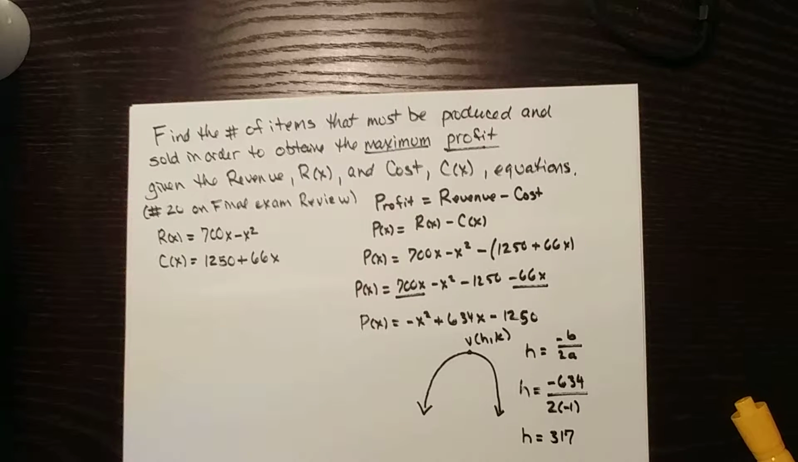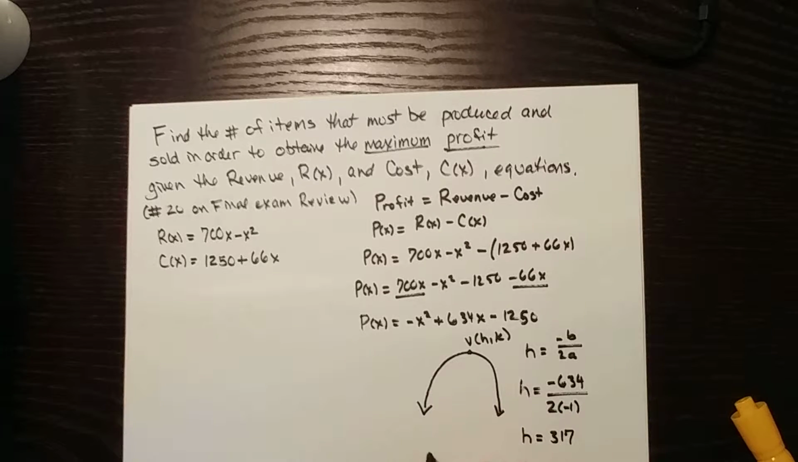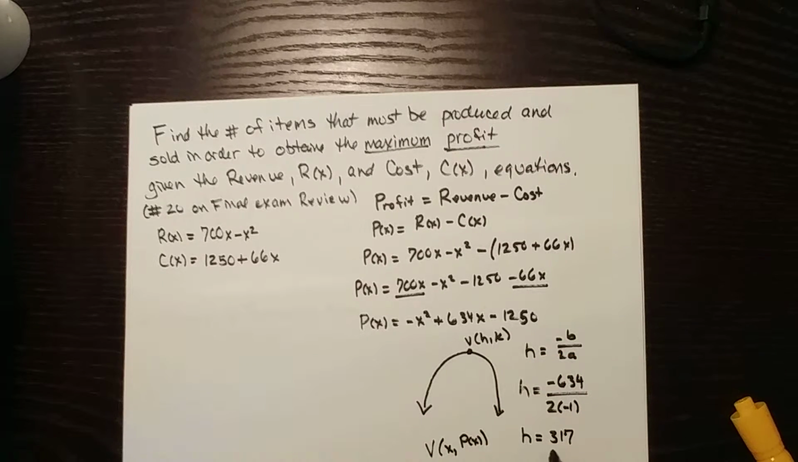Okay, so what does that mean? What is H? In this context, H is the independent variable, or X. So here's another way we could write the vertex, (X, ...). And K is the dependent variable, the Y value, or P of X. X is the number of items that must be produced in order to get P of X. So if we're talking about this point, then H is the number of items that must be produced in order to obtain a maximum profit. So that's that part of the answer.